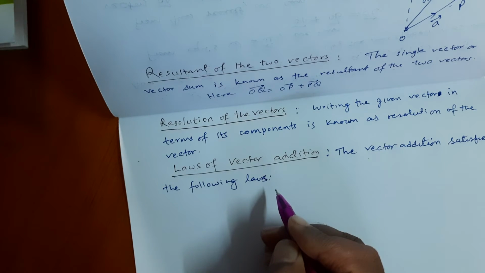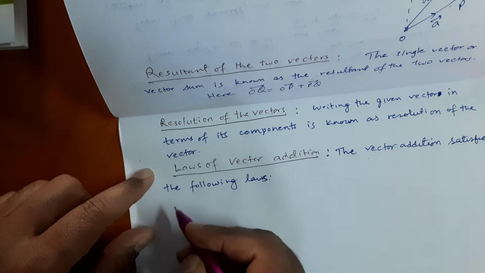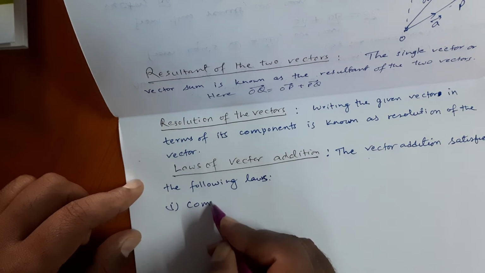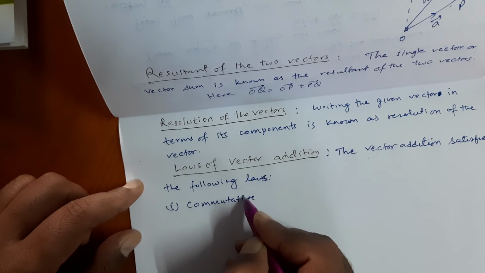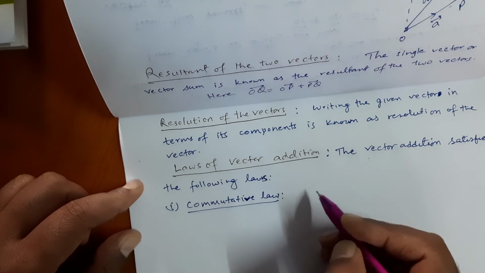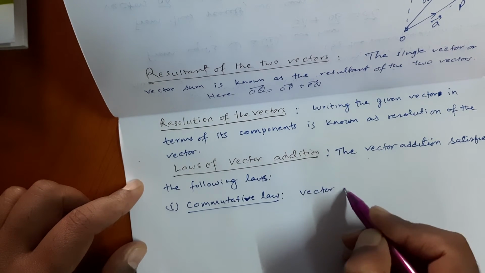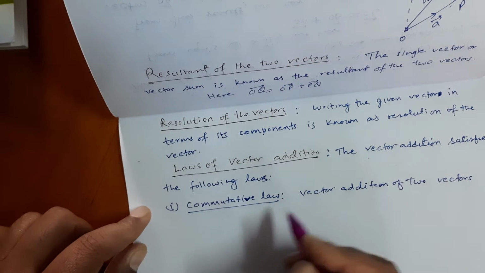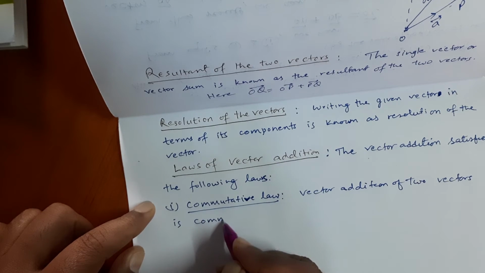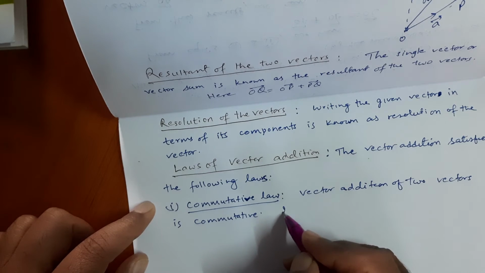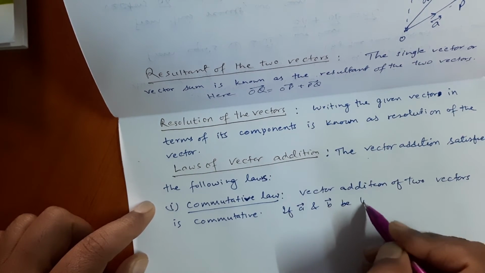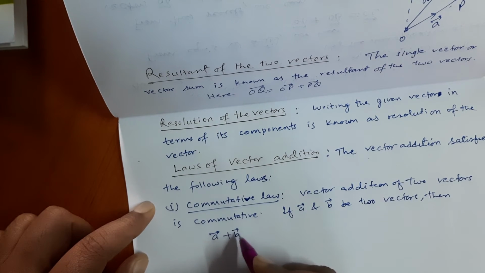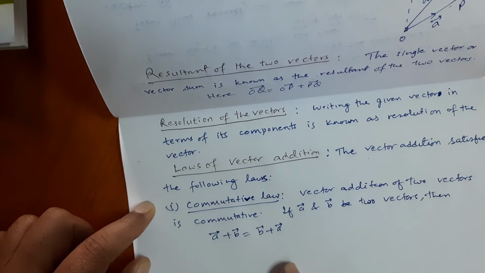It satisfies these laws. First of all, the commutative law. Vector addition of two vectors is commutative. If A and B are two vectors, then A plus B equals B plus A. This type of law is known as the commutative law.